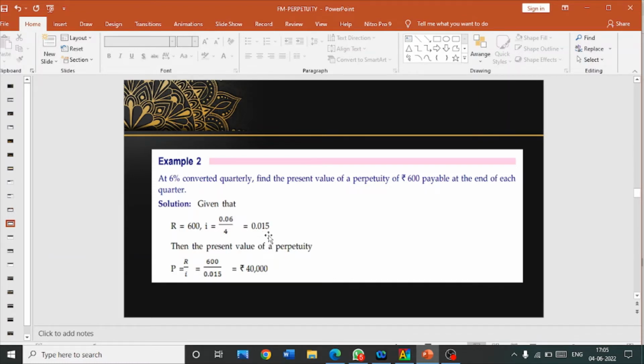As it is a perpetuity of ordinary type, the present value of the perpetuity is equal to R by i, 600 divided by 0.015. Here 3 decimal places are there. So multiply the numerator and denominator by 1000. So in the numerator you will get 6 lakh divided by 15. In the answer you will get 40,000.